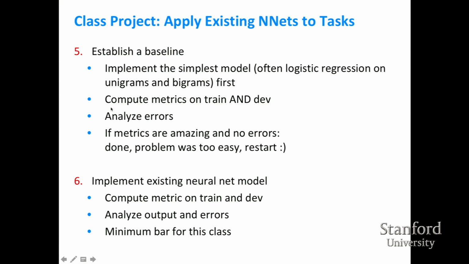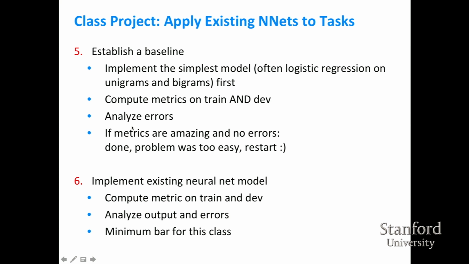So it's very important to compute the metrics on both your training and your development split. And then, and this is something we value a lot in this class, and it's very important for you in both research and industry, you want to analyze your errors carefully for that baseline. And if the metrics are amazing and there are no errors, you're done. Probably the problem was too easy and you may want to restart, unless it's really a valuable problem for the world, and then maybe you can just describe it carefully and you're done too. All right, any questions around establishing your baseline?